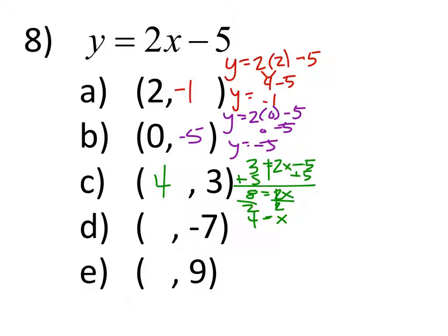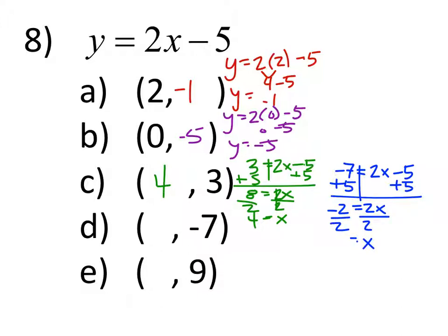And then this next one, the y is negative 7. And that should equal 2 times the x, which we don't know. And I'll put minus 5 this time, the correct value. So let's go ahead and add 5 to both sides on this one. And that gives me negative 2 equals 2x. Then dividing both sides by 2, x is negative 1. There we go.